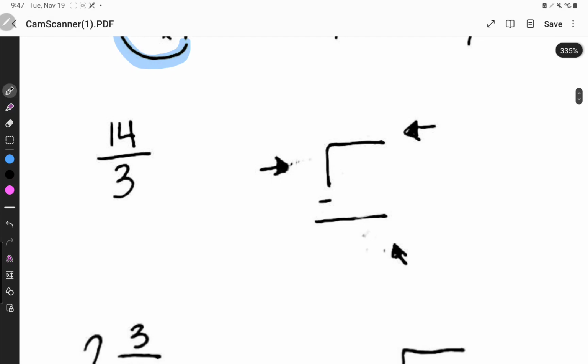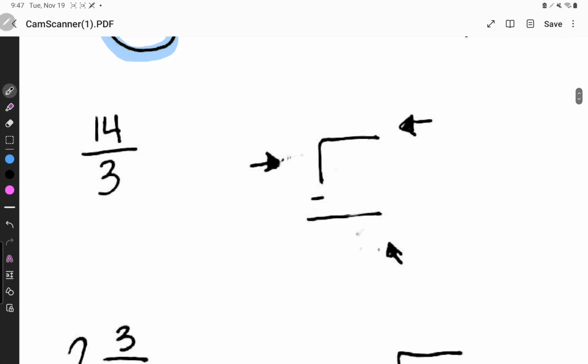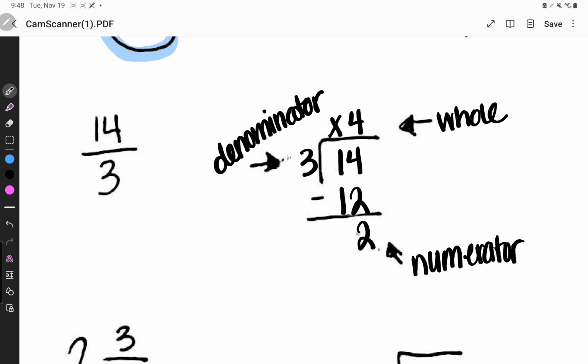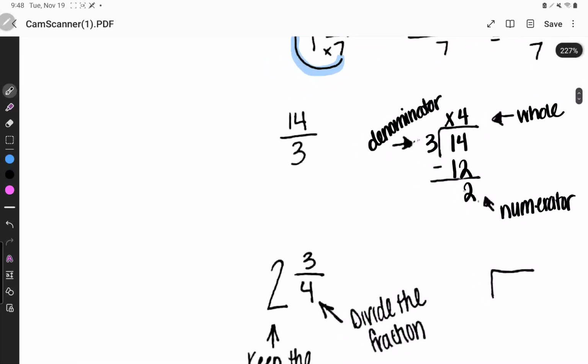If you were to take an improper fraction and go to a mixed number, you just divide the numerator by the denominator. So the numerator is 14, the denominator is 3. 3 does not go into 1, but it does go into 14 4 times. And then that gives you 2. This number up top is your whole number. This number at the bottom is your numerator. And then this number right here is your denominator. So that would give you 4 and 2/3.